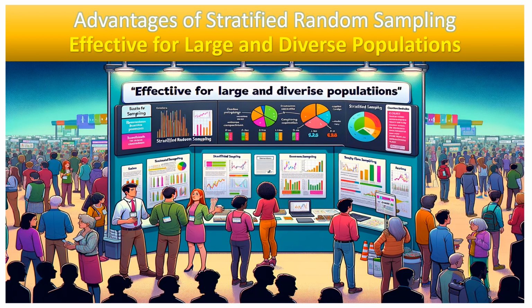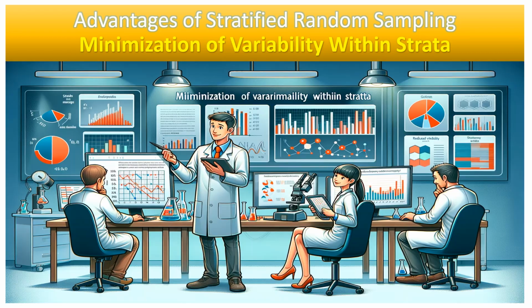Stratified random sampling is effective for large and diverse populations. In large and diverse populations, simple random sampling might miss out on capturing the differences and variations within subgroups. Stratified random sampling, by dividing the population into relevant strata, ensures that even the smallest or most distinct groups are represented. This is crucial in studies where understanding the differences between subgroups is as important as understanding the overall population.